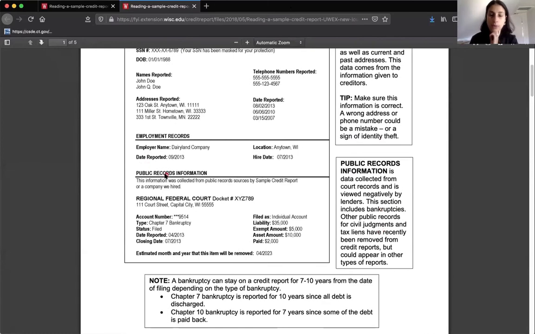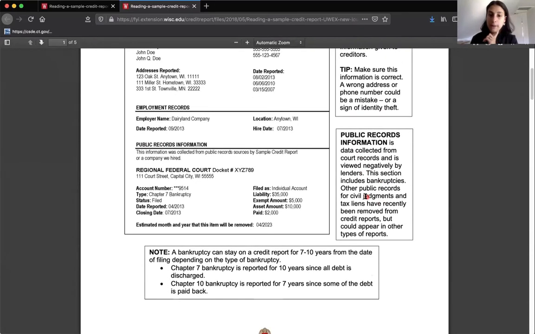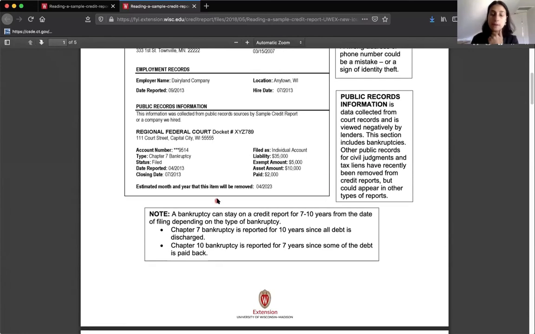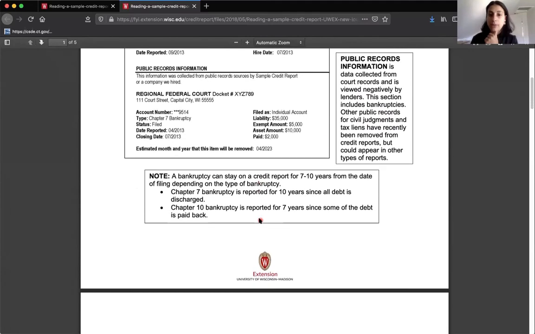Then you have public records information, which is data collected from court records and can be viewed negatively by lenders. That includes bankruptcies, for example. Other public records for civil judgments and tax liens have recently been removed from credit reports, but they could appear in other types of reports. Bankruptcies can stay on the credit report, by the way, for 7 to 10 years from the date of filing, depending on the type of bankruptcy.